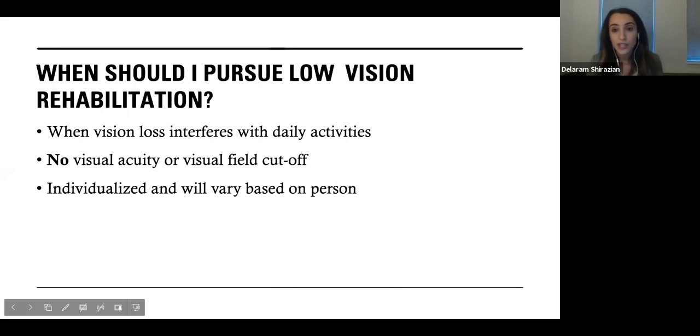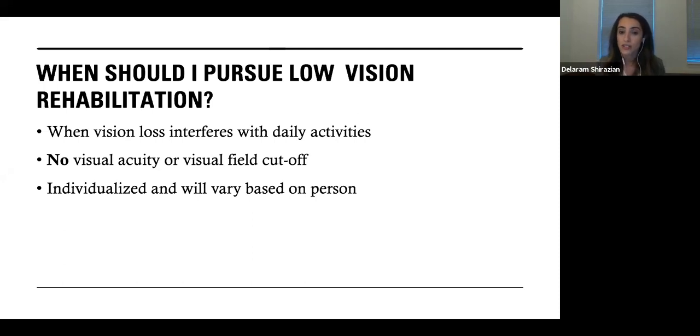So next, when should I pursue low vision rehabilitation? This is a question we commonly get. When should I see a low vision provider? As docs, they want to know, when should I refer my patients to low vision rehab? And the answer to this is there's really no visual acuity or visual field cutoff that says this person definitely needs to see a low vision provider.